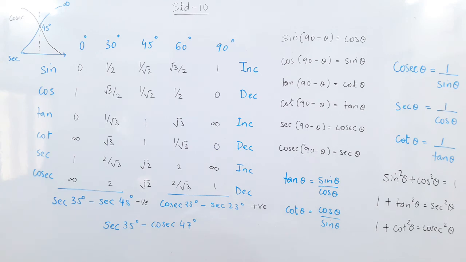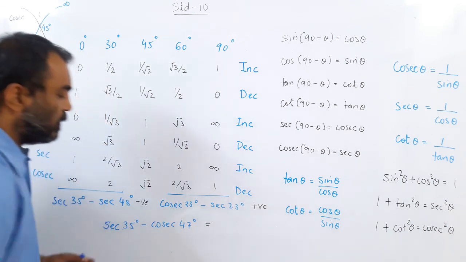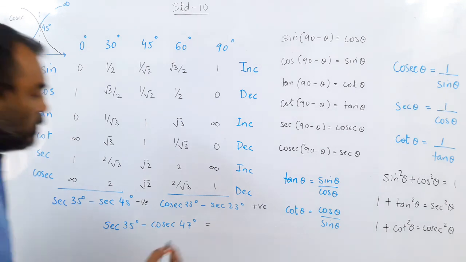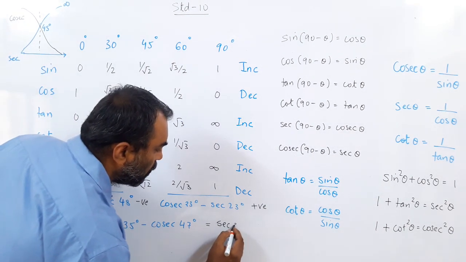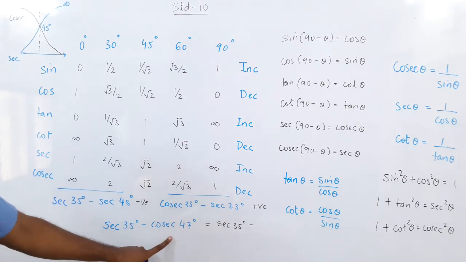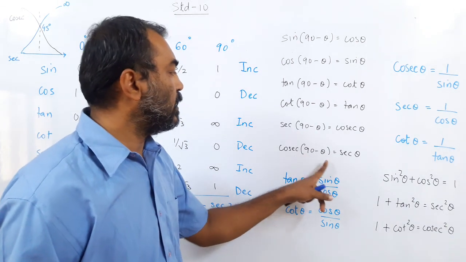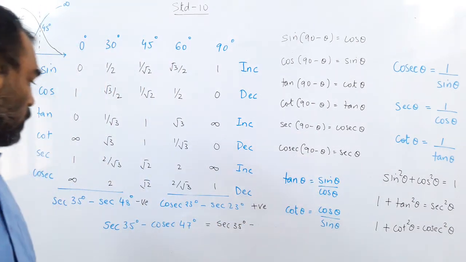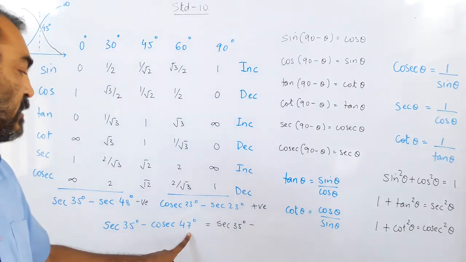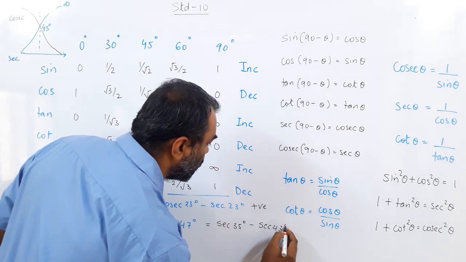So how will we approach this sum? We will use our logic again and first convert sec into cosec or cosec into sec, either one. So let me write sec 35 as it is, but the cosec 47 I will turn into sec. So cosec 90 minus theta is sec theta. So 90 minus 47 is 43. So cosec 47 is sec 43. So we have got sec 43.